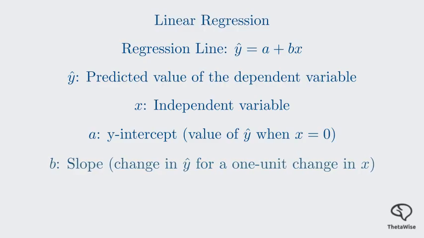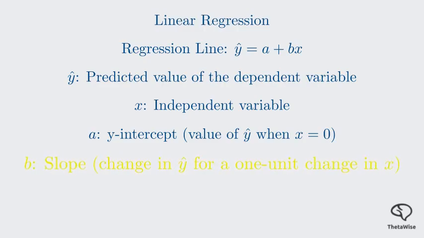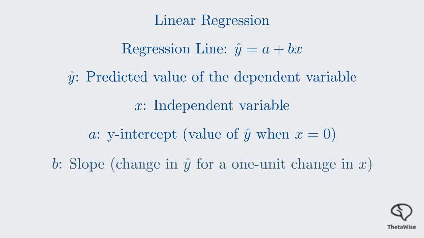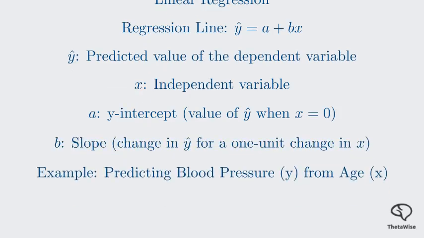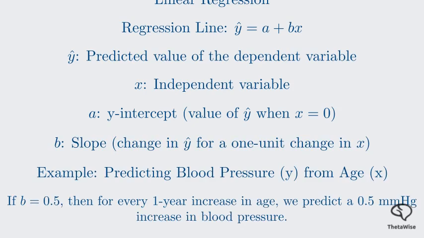The slope, b, is particularly important. It tells us how much we expect the dependent variable to change for every 1 unit increase in the independent variable. For example, if we are predicting blood pressure from age, a slope of 0.5 would mean that for every 1 year increase in age, we predict a 0.5 millimeters of mercury increase in blood pressure. The most common method for finding this best fit line is called the method of least squares. It minimizes the sum of the squared vertical distances from each data point to the line.